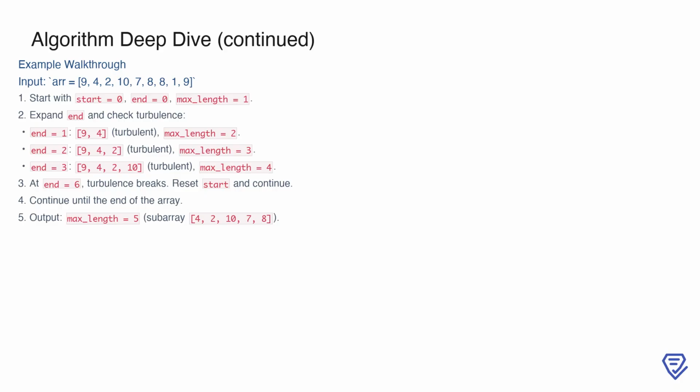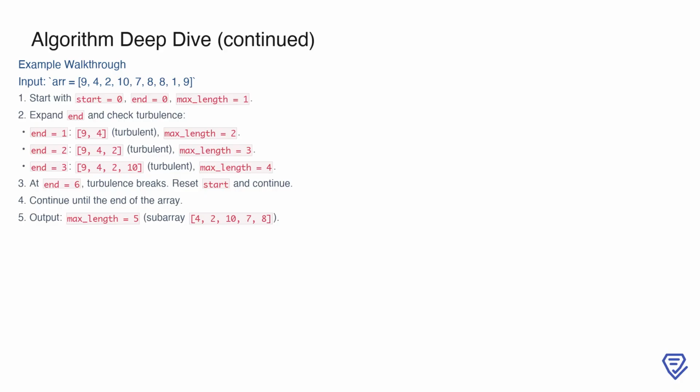This continues until end equals 5, where we find the subarray 4, 2, 10, 7, 8 with a length of 5. However, at end equals 6, turbulence breaks due to consecutive identical elements. We then reset start to adjust the window and continue checking. By the end of the array, the longest turbulent subarray has a length of 5, and that is the result we return.